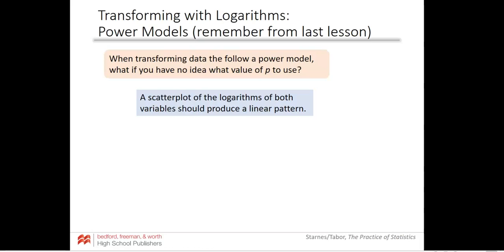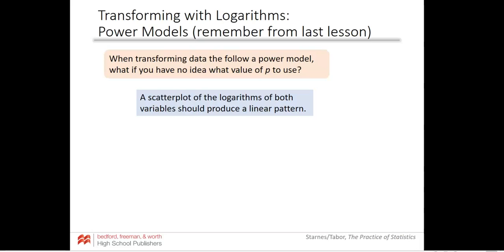When transforming data to a power model, when I say power model, we're talking about taking either x or y and squaring it, cubing it, square rooting it, or cube rooting it. Those are power models, putting something to the second or third power or second or third root. I guess you could go higher than that, but we typically don't. If you took the log of both sides, both x and y, then it should produce a linear pattern. That's one way of knowing that it's a power model.